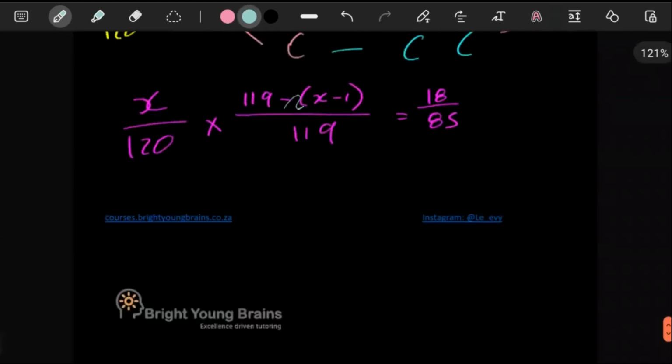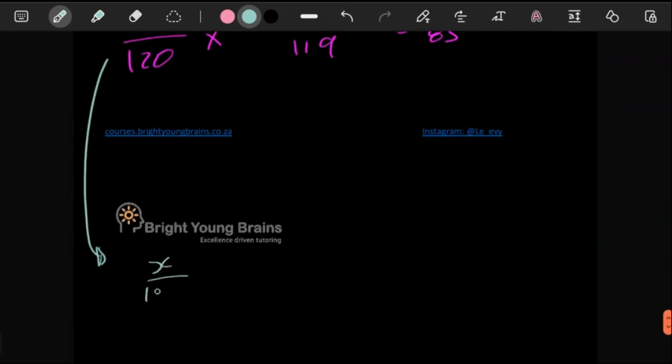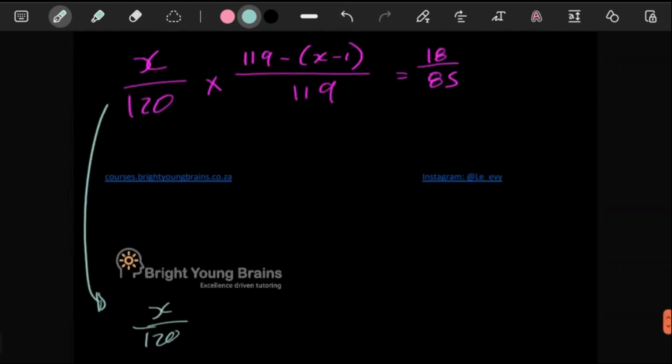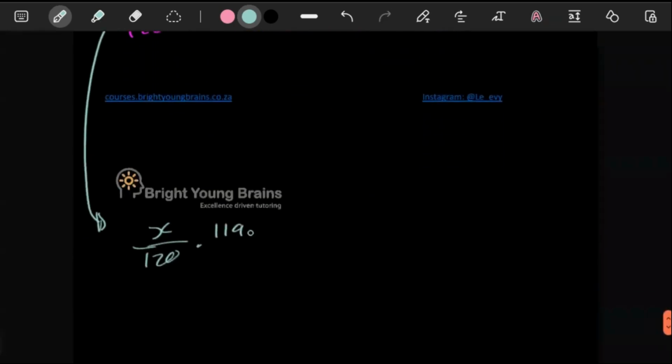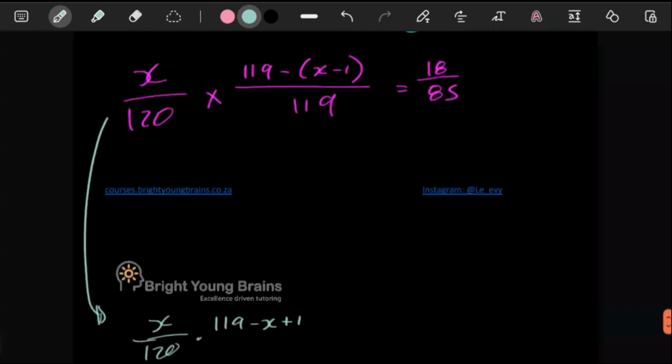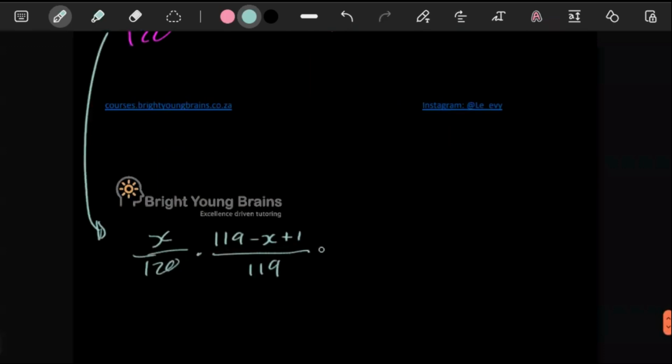Anyway, working this out, you have to be careful, you see. Let's actually do it on the next line nicely, because we have plenty of space. So x is here over 120, just chilling, multiplied by 119. If you multiply the negative inside, it's going to be negative x plus 1 over 119. And this is equal to 18 over 85.